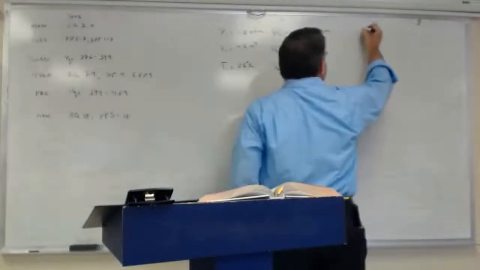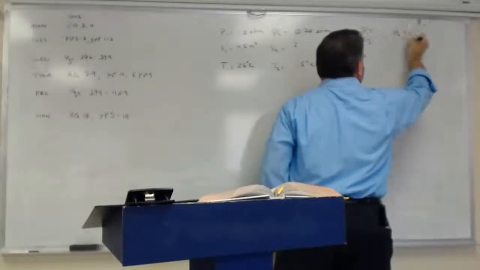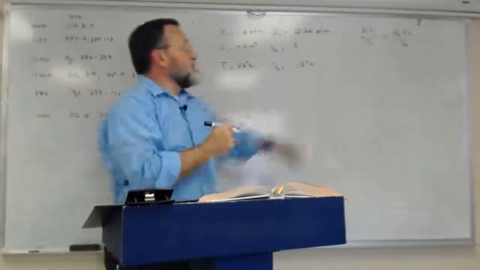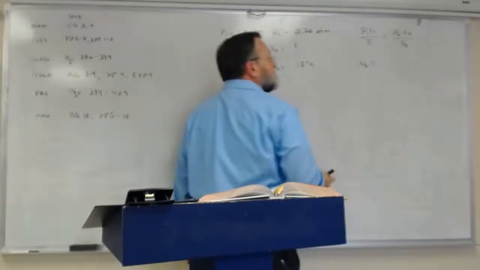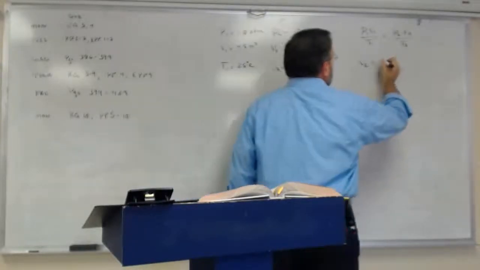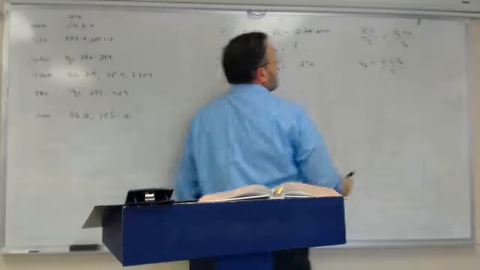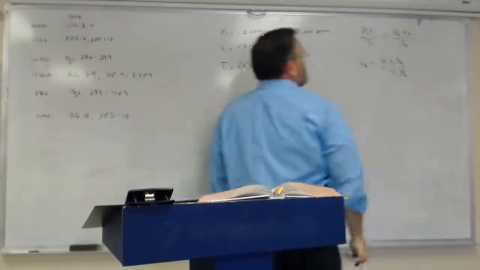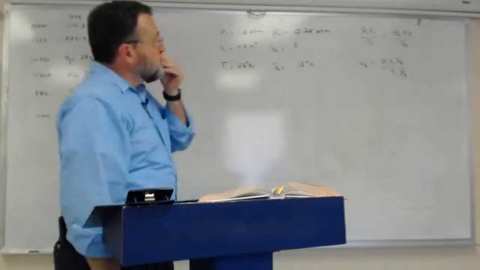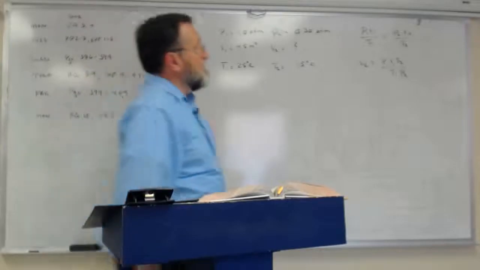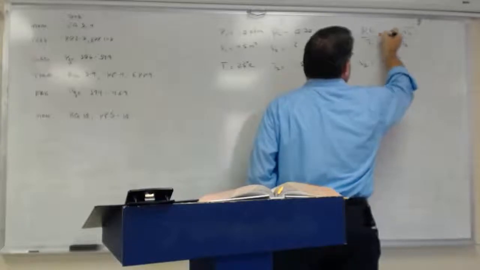I'll write my formula. P1 V1 over T1 is equal to P2 V2 over T2. I need to rearrange that formula to solve for V2. So what does V2 equal? It's going to be P1 V1 T2 over T1 P2. Is that right? I've got what I'm trying to solve for right here. And because it's pure multiplication, I can slide that to the top, slide that to the bottom.